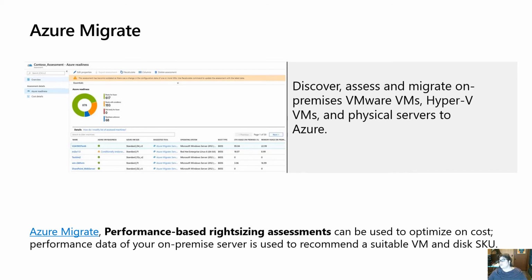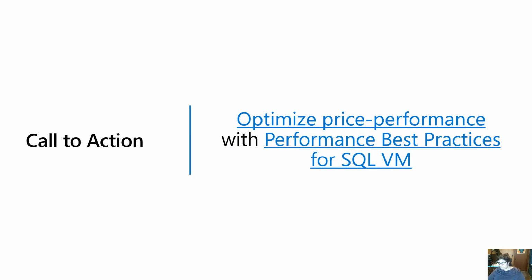Okay, so call to action here. To optimize your price performance, the way you do that is by understanding your workload, particularly IOPS and throughput and how much you really need. And we have some performance best practices for SQL VM.